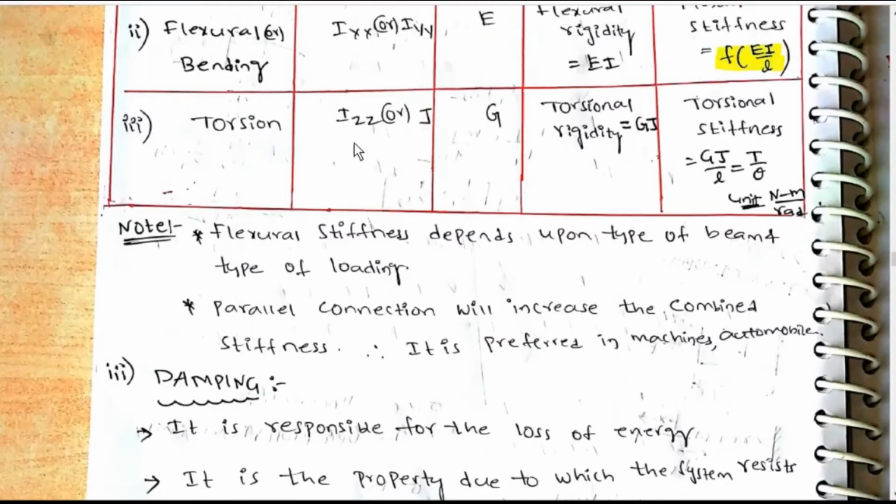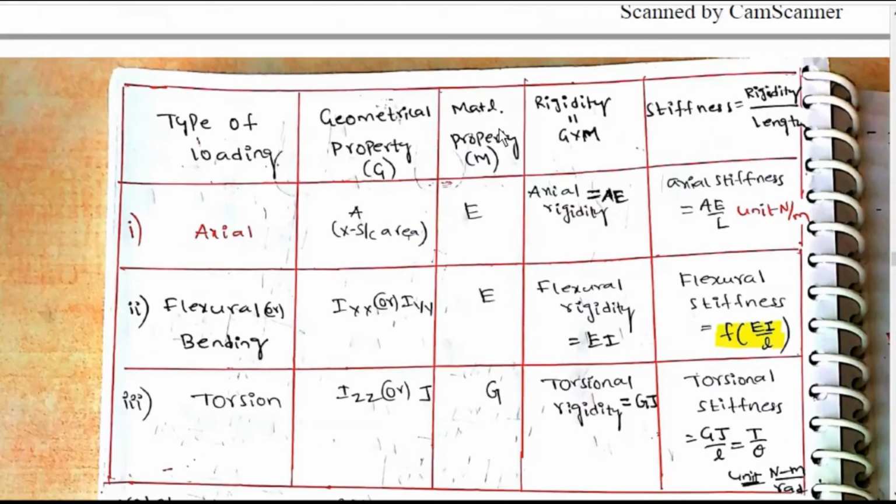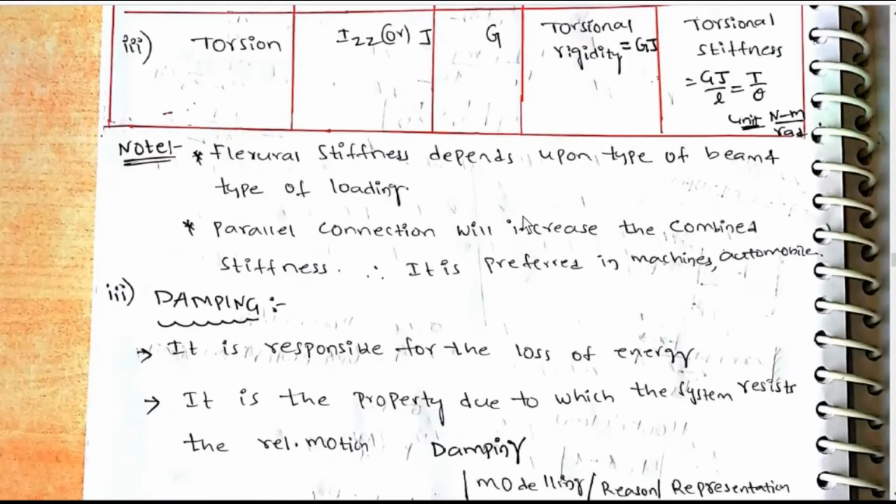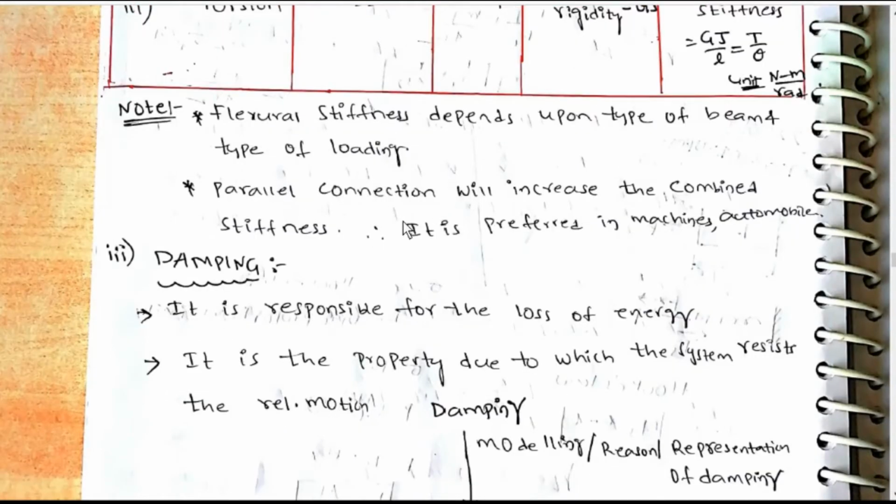Torsion: I_ZZ or J, G material property. Torsional rigidity is GJ. Torsional stiffness is equal to GJ by L, which is equal to T by theta. Flexural stiffness depends upon the type of beam and the type of loading. Parallel connection will increase combined stiffness. Therefore, it is preferred in machines and automobiles.